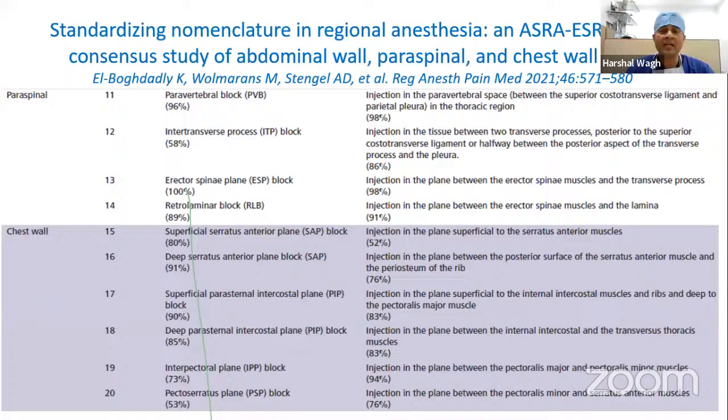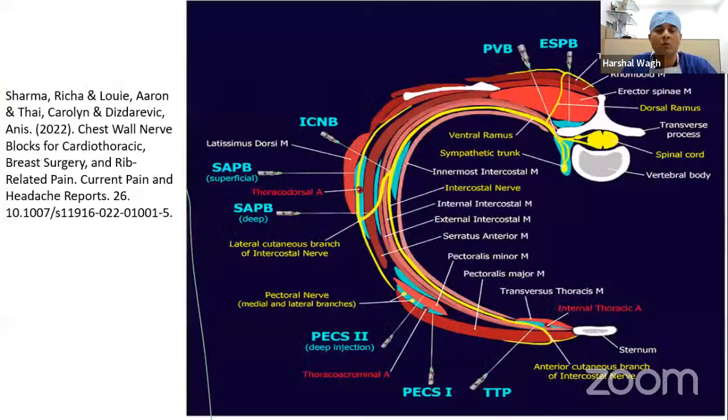If you take PECS 1, which was between the pectoralis major and the minor, they have now termed it an interpectoral plane block. PECS 2, which used to be between the pectoralis minor and the serratus, they have now called a pectoserratus plane block. I think it's fairly easy to understand. Between the pectoral muscles is interpectoral. Between the pectoralis and the serratus is pectoserratus. If you're putting it above the serratus, it becomes superficial serratus, and below that is the deep serratus. I think that gives a fairly good understanding of where the local anesthetic is put.